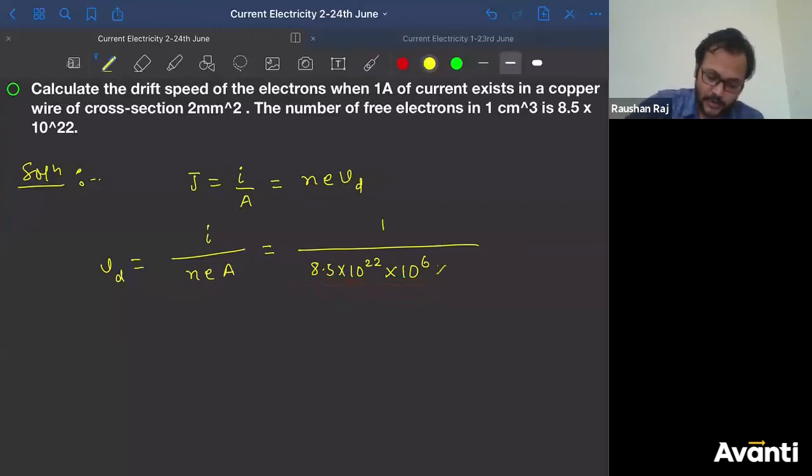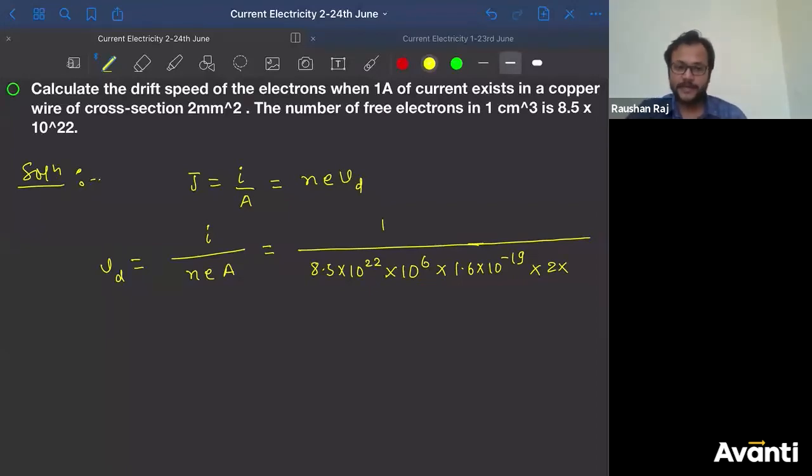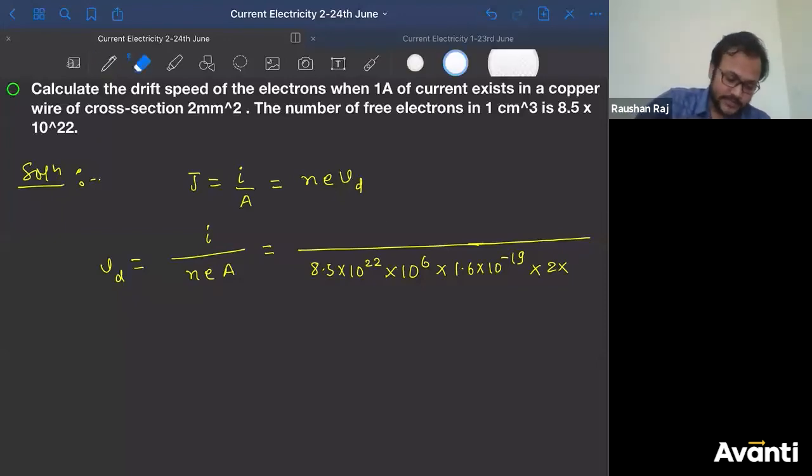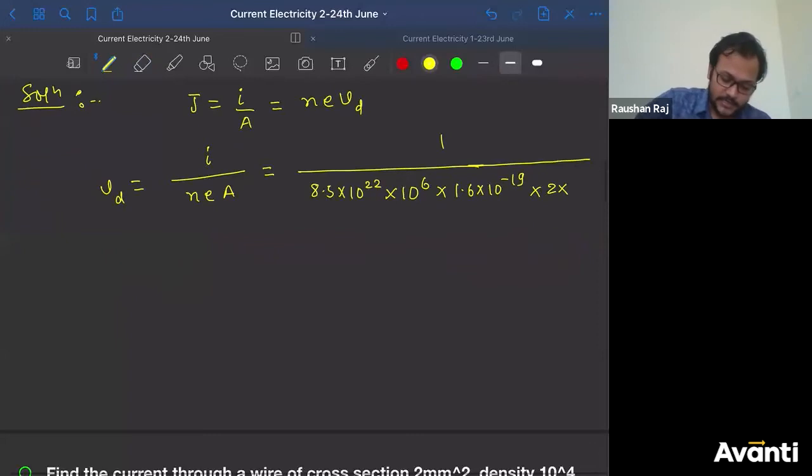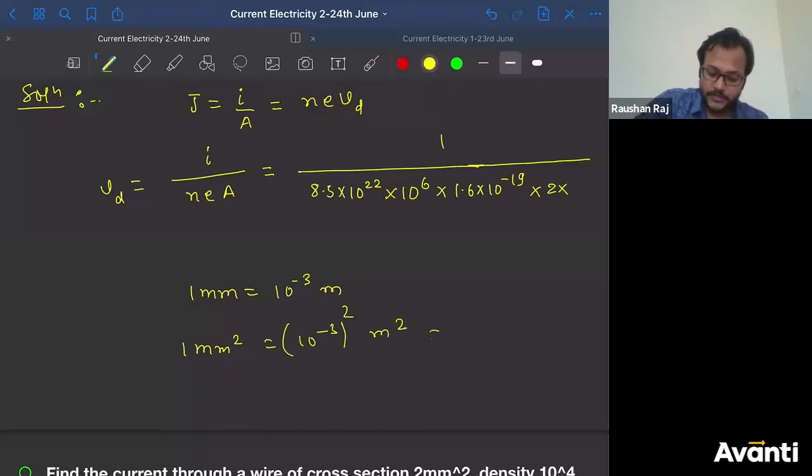Okay, all right. Now, what is the value of small e? 1.6 into 10 to the power minus 19. Into, what is the value of A? 2 millimeter square, so we will write 2. 1 millimeter is equal to 10 to the power minus 3 meter, and its square will be 10 to the power minus... Now, few of you do this, because I have seen you doing that. Sir, 1 millimeter is equal to 10 to the power minus 3 meter, so 1 millimeter square will be equal to 10 to the power minus 3 whole square into meter square. So it will become 10 to the power 6 meter square.